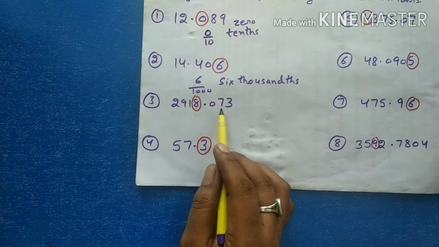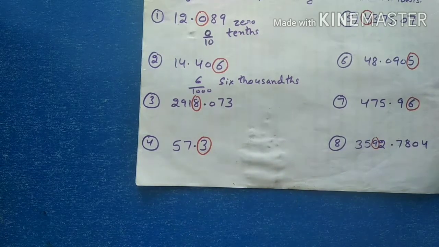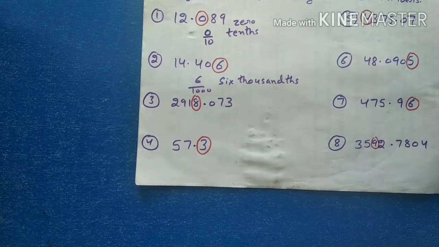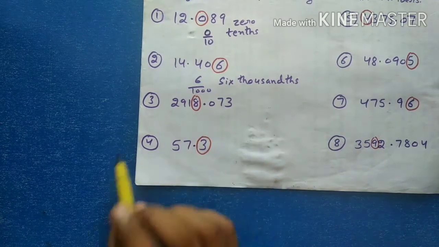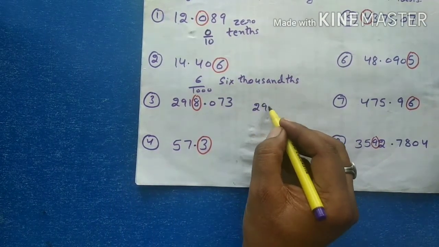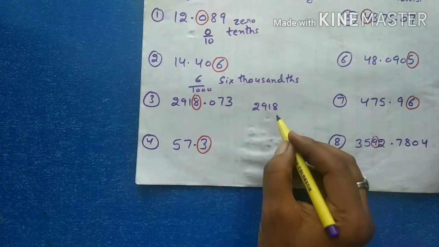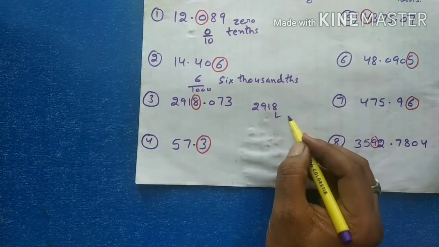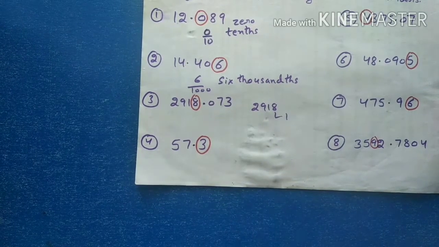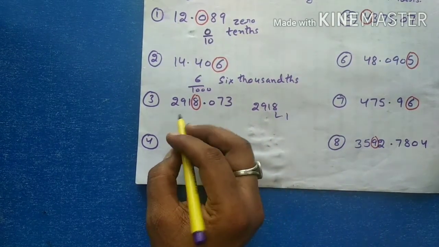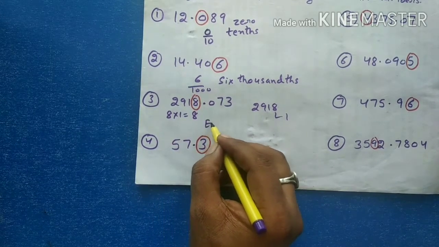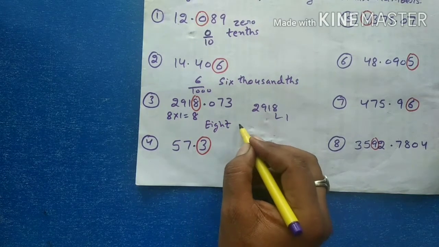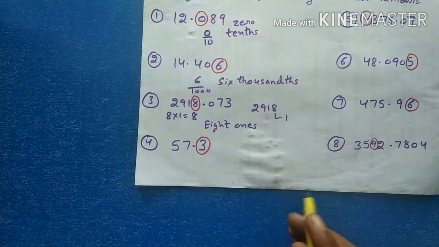Now question number 3, 2198.073. Our concerned digit whose place value we have to find is in the whole part, and in the whole part 8 is at the first place. The whole part is 2198, and 8 is at the ones place. So you will write 8 ones, 8 multiplied by 1, that is 8. So I can write 8 ones. It is at the ones place.